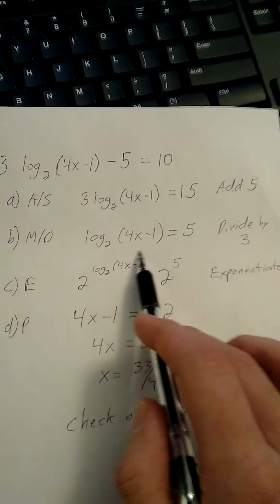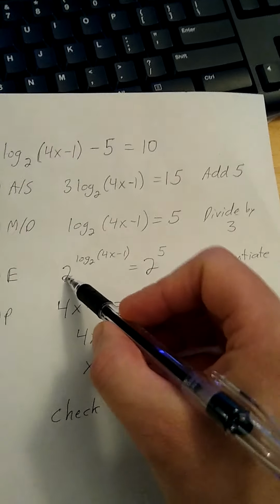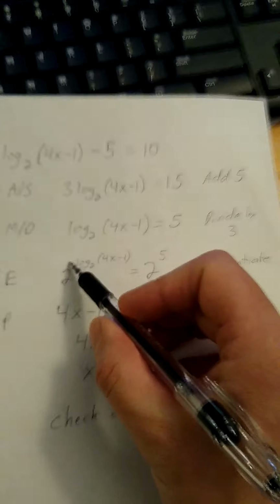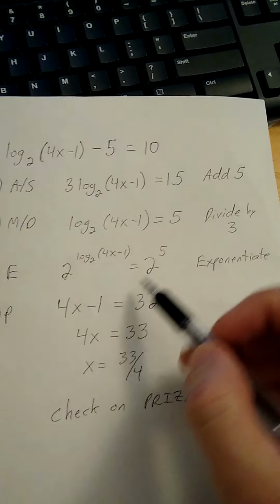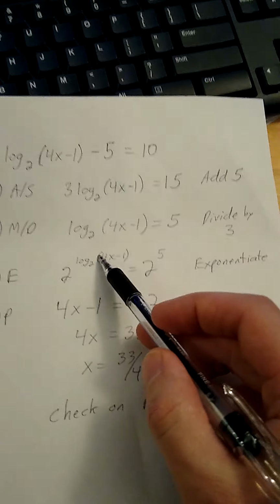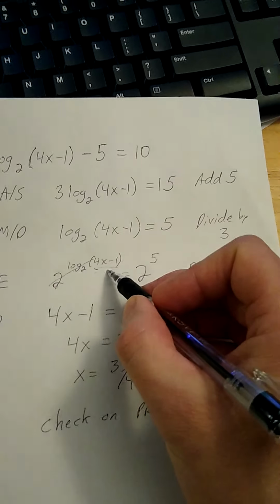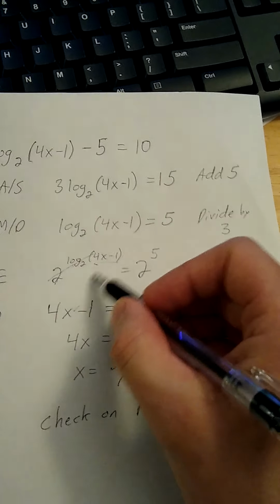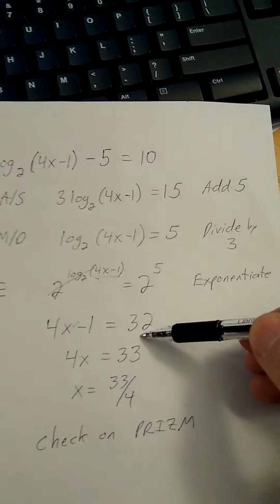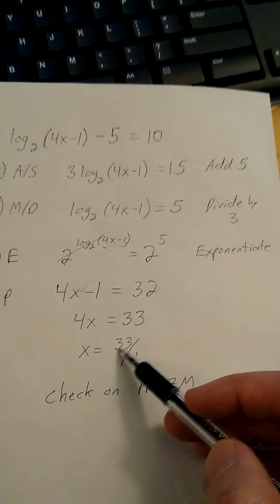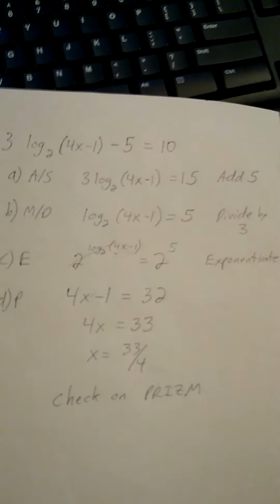So now I'm ready to take care of the logarithm. How do I take care of a logarithm? I exponentiate. So I'm going to do base 2 raised to that as an exponent. Same thing on the right side, base 2 raised to 5 as an exponent. These two are inverses and undo each other. Exponential base 2, log base 2. It leaves me with just 4x minus 1. It's no longer an exponent, it just comes out and becomes a regular expression. 2 to the 5th is 32. Solve gives me 33/4, and just do a check on the prism to make sure that it actually works.